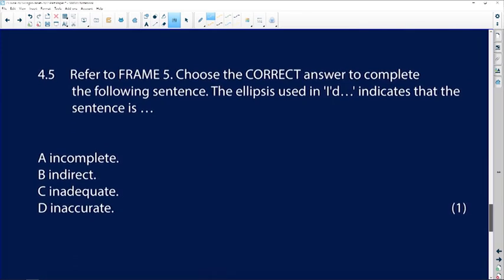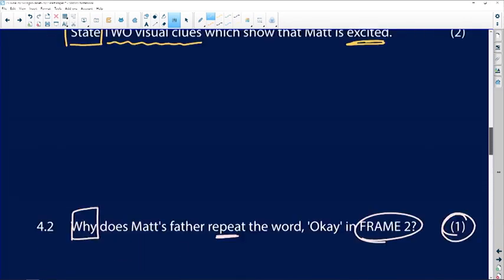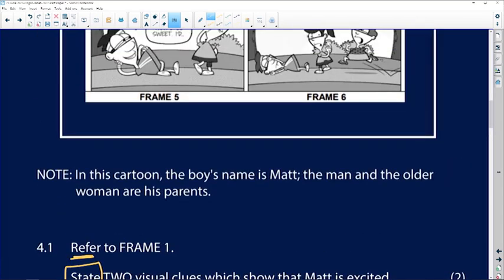Right, we have a multiple choice question. You're going to choose A, B, C, or D, and that's all you're going to write. We've got to go to frame 5. We must choose the correct answer to complete the sentence. The ellipsis used in "I'd" indicates, shows, tells the viewer that the sentence is... So let's just go back to frame 5 just to make sure that we are aware of what we're doing here.